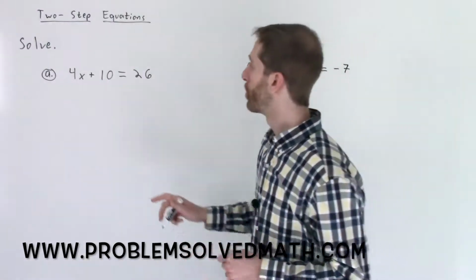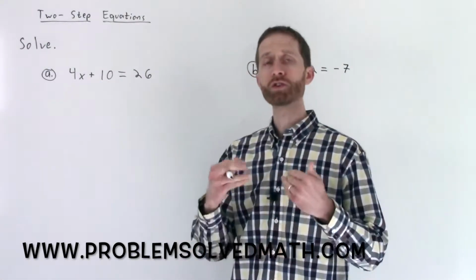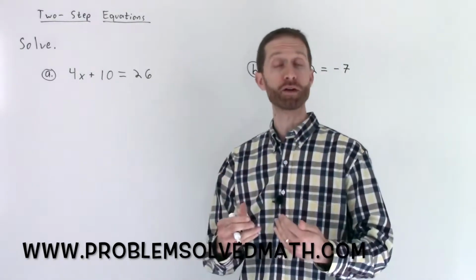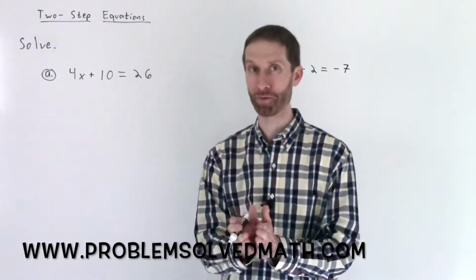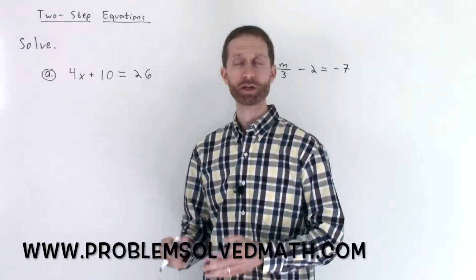Let's do it. We've got 4x plus 10 equals 26. So in terms of how we are going to solve this, you need to keep one idea in the forefront of your mind, which is you want to isolate your variable. You want to get x alone by undoing the order of operations. So how do we do that?